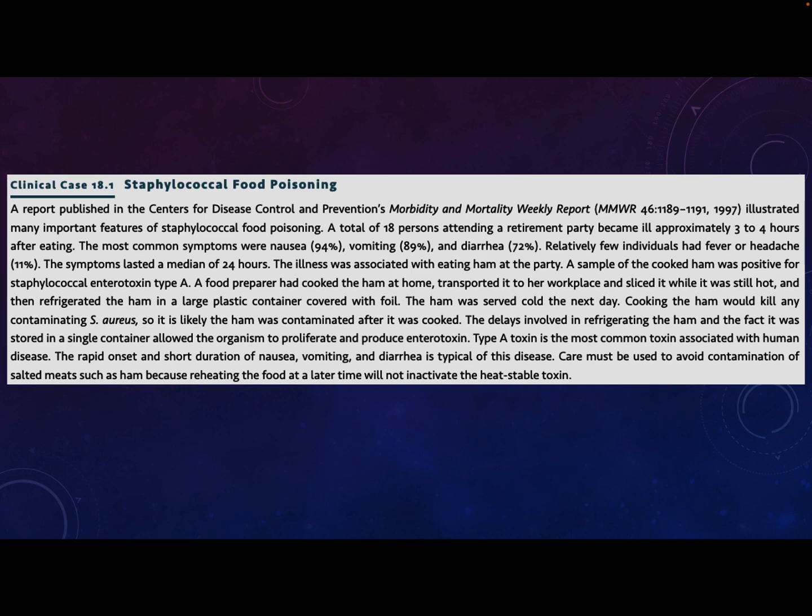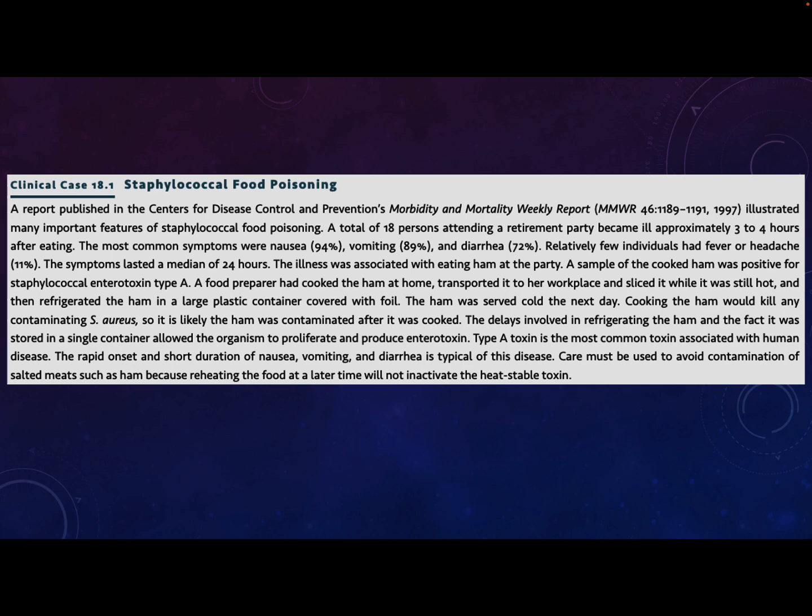It was associated with eating ham at the party. A sample of the cooked ham was positive for Staphylococcal enterotoxin type A. A food preparer had cooked the ham at home, transported it to her workplace, and sliced it while it was still hot. Then she refrigerated the ham in a large plastic container covered with foil. It was served cold the next day. When she cooked the ham, that would have killed any staph. So it's likely the ham was contaminated after it was cooked.